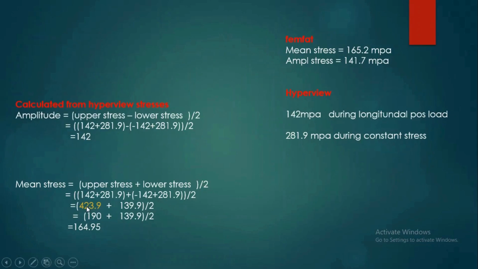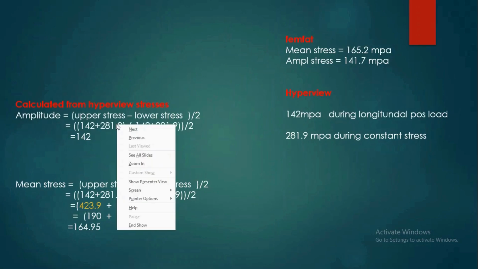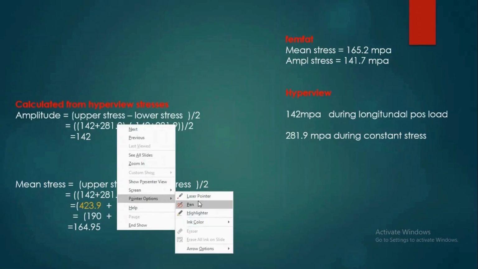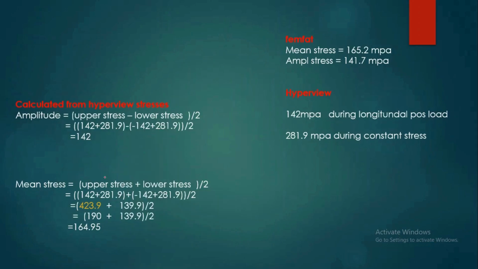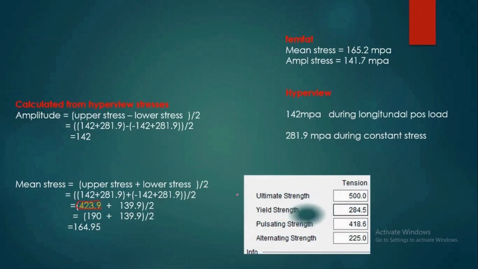We have used the plast option. So this stress, if you see, is above the yield strength of the material. This stress is well above 284.5. This is well above the yield limit. So we need to convert it into Neuber stress. That's what FEMFAT plast is doing. So if you convert into Neuber stress through hand calculation, it comes out to be around 190.